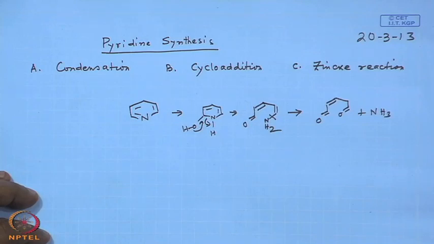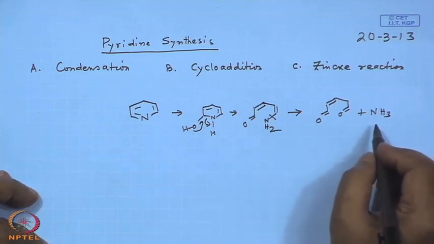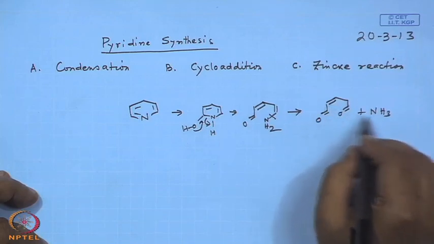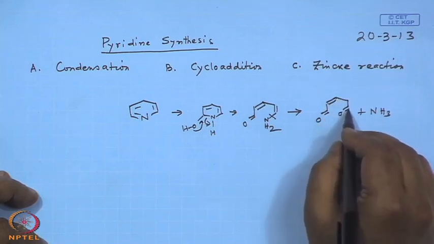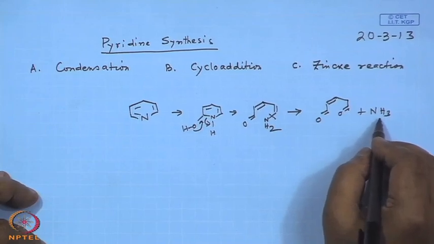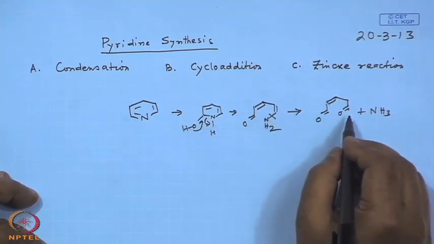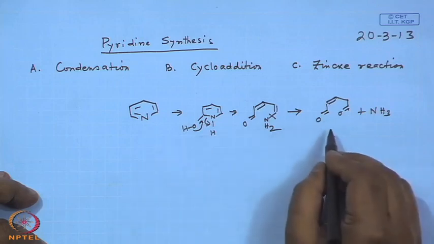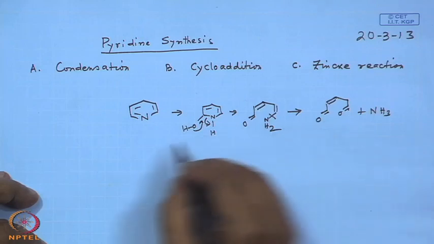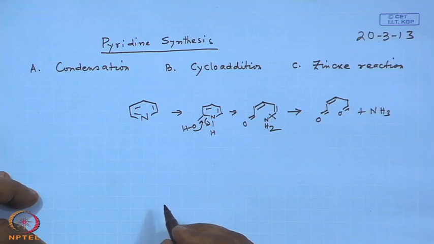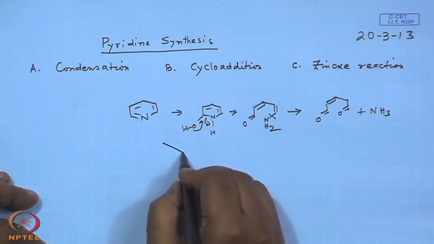Ammonia. So, what does it mean? It means that you can get pyridine from the corresponding 1,5-diketo compounds and ammonia. So, this is one of the ways to look at it, and it has a name, the Kröhnke reaction, but people no longer use this.